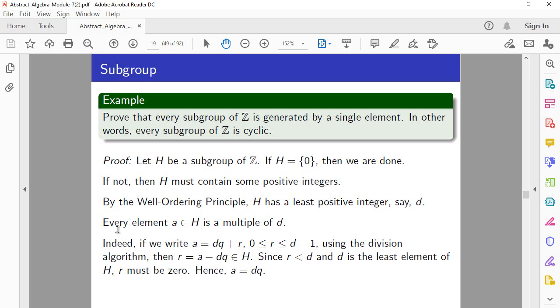In other words, we have shown that every element of H is a multiple of D. So as a result, we see that H is generated by D, and therefore H is cyclic. So we have shown that every subgroup of Z is cyclic.